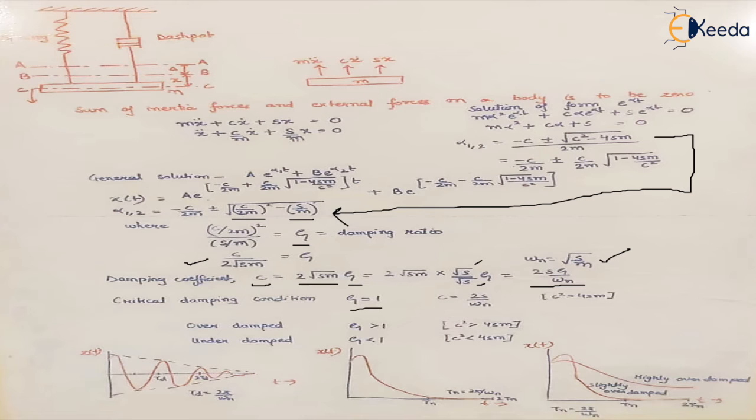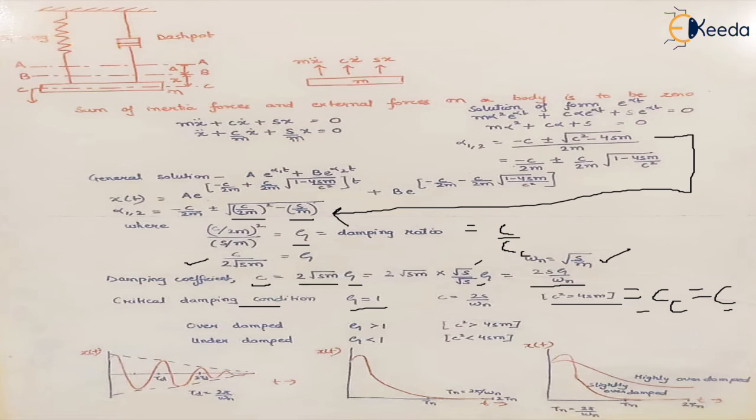So when zeta is equal to 1, it is the critical damping condition, because we have discussed that this is when c square is equal to 4sm. So when there is a critical damping system, c is equal to cc, right? So C is the damping coefficient, and Cc is the critical damping coefficient. So both these factors are the same. So zeta can also be written as the ratio of the damping coefficient upon critical damping coefficient, right? So when this is 1, we say that the system is in critical damping condition.